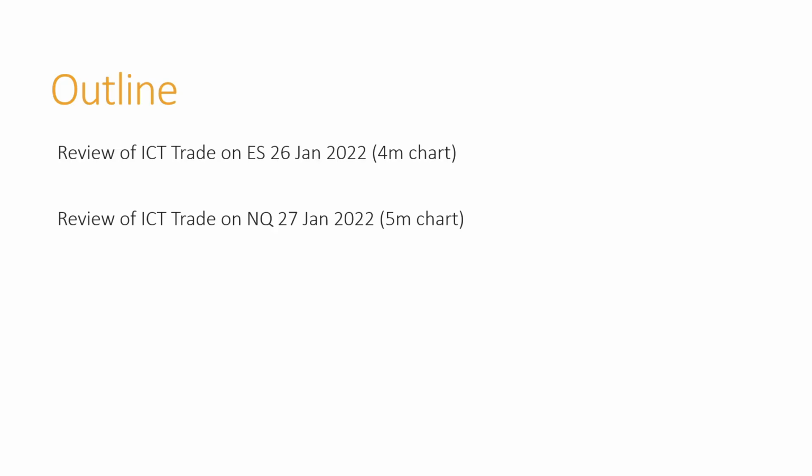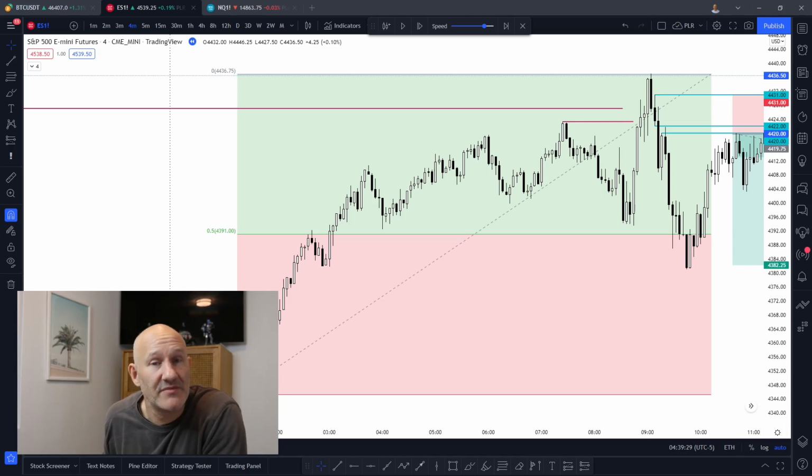The first part of the video is a review of an S&P trade from the 26th of January 2022, and that's on the 4-minute chart. And the second part of the video is a review of a NASDAQ trade from the 27th of January 2022 on the 5-minute chart. And I'll be going into quite a lot of detail on the setups and then the exits on both of those trades. So we'll start first with the S&P trade from the 26th of January.